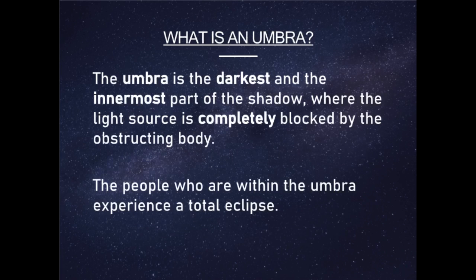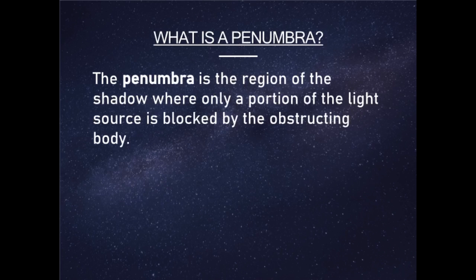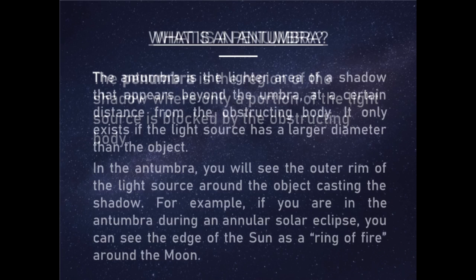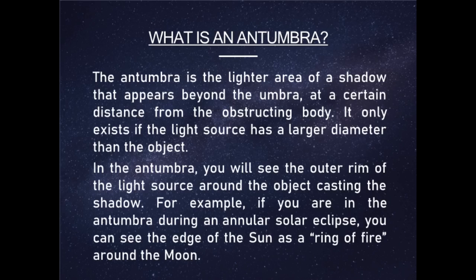Now, we will learn about the three parts of a shadow. The darkest and the innermost part of the shadow, where the light source is completely blocked by the obstructing body, is the umbra. People who are within the umbra experience a total eclipse. The penumbra is the region of the shadow where only a portion of the light source is blocked by the obstructing body. Next, we will learn about the antumbra.